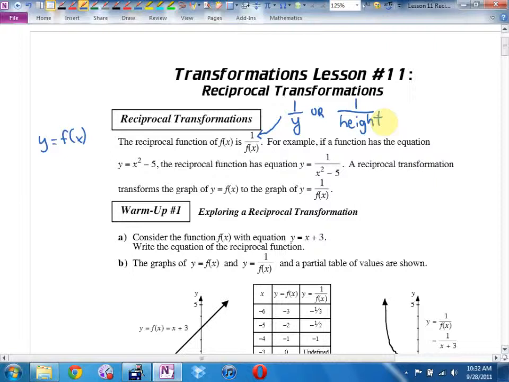That's how we're going to do these. Bigger becomes smaller. Smaller becomes bigger. Ones and negative ones are invariant. Zeros are asymptotes. Watch.